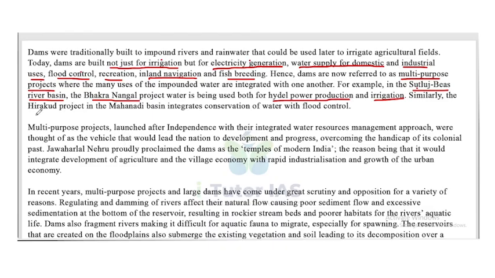Similarly, the Hirakud project in the Mahanadi basin integrates conservation of water with flood control. So that is the multi-purpose use of dams.